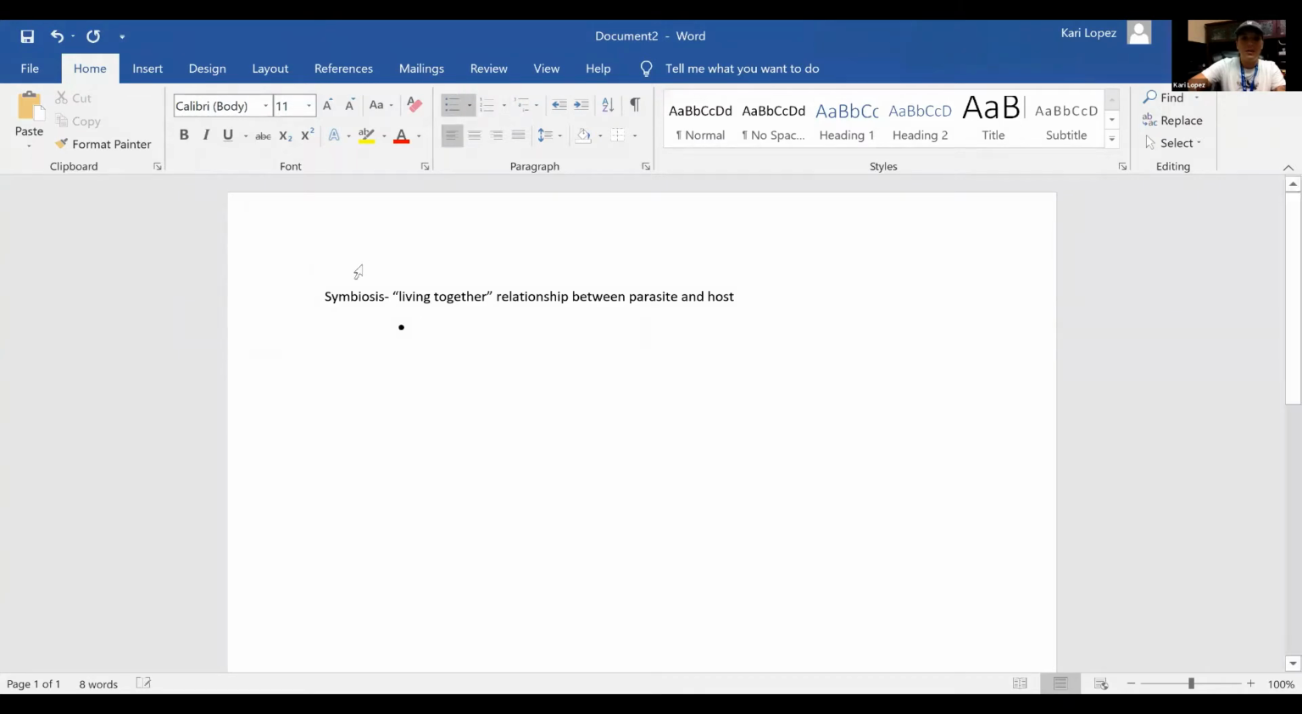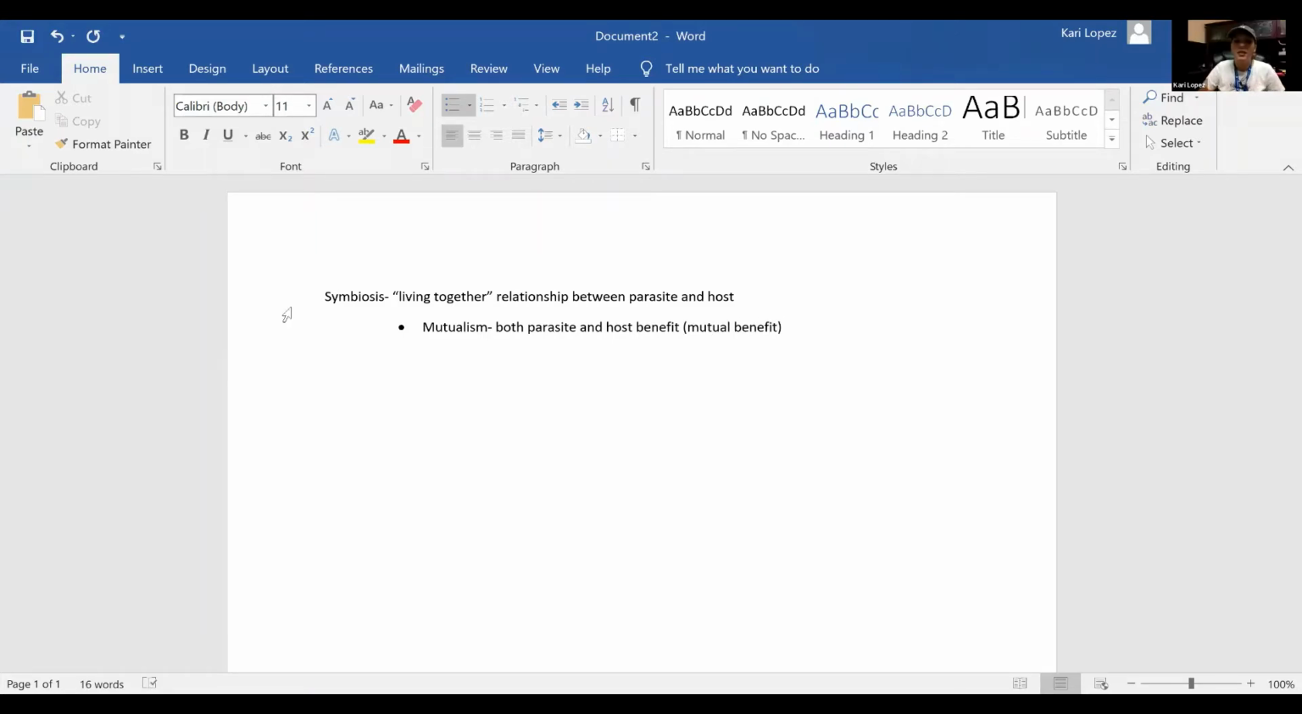And then we'll start on our different kinds. So the first kind is mutualism. Mutualism. So what does that sound like? Mutual, right? So both parasite and host benefit. They have a mutual benefit. So they benefit each other, but they don't harm each other.